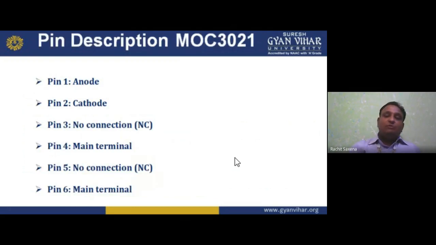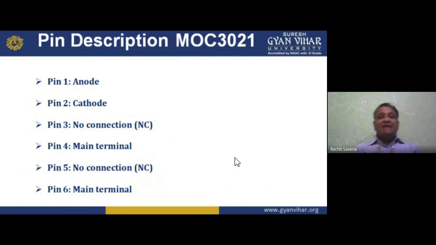Pin description of MOC 3021. Pin 1 is denoting the anode. Pin 2 is the cathode. Pin 3 has no connection. Pin 4 is the main terminal. Pin 5 again no connection, but here we can connect the triac. And 6 is again the main terminal. So this is the description we have.